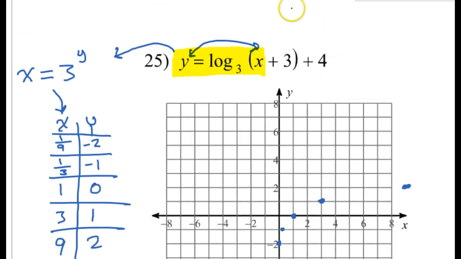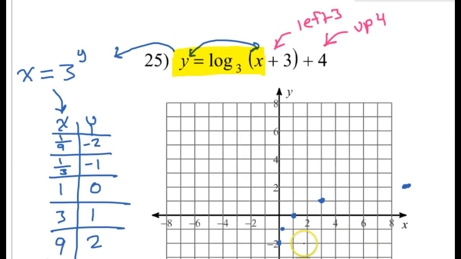Now we will not connect those dots because the real function is going to be shifted left 3 because of the plus 3. It's always the opposite of the way it looks in there. And up 4 because of the plus 4. So I'm going to take these 5 points and move each of them left 3 and up 4. So if I go left 3 and up 4, my first point will be here. And the next one is here, and then here, and then here.